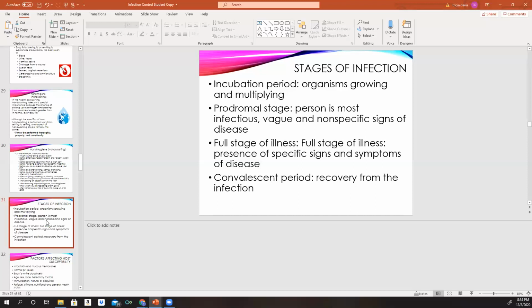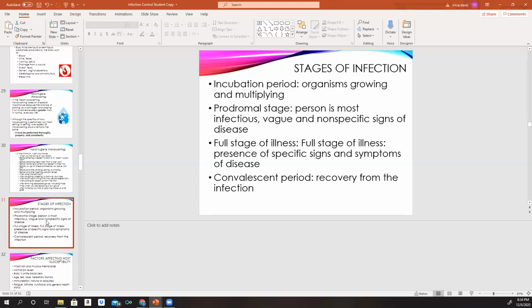And lastly, we have the convalescent period. This period involves the recovery from the infection. The convalescent period may vary according to the severity of the infection and the patient's general condition. The signs and symptoms start to disappear and the patient starts to return to a healthy state. However, depending on the type of infection, there could be a temporary or even a permanent change in the patient's previous health state, even after the convalescent period is over.